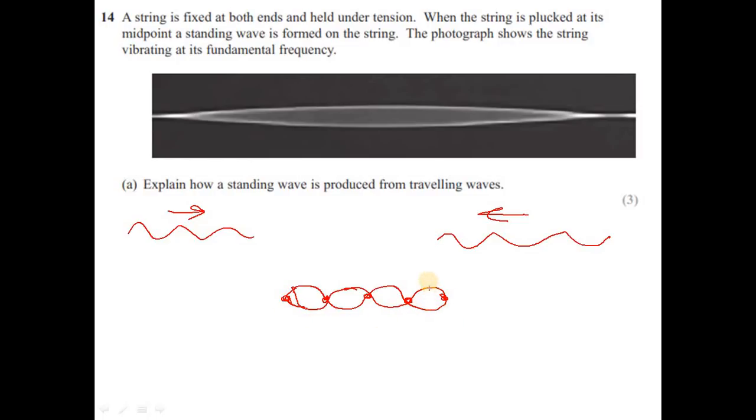So these are nodes, and these points, the maximum points, are called antinodes. So you just need to write the definition: two waves moving in opposite directions interfere and produce a pattern of nodes and antinodes.